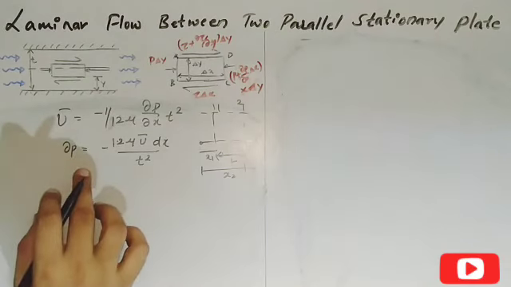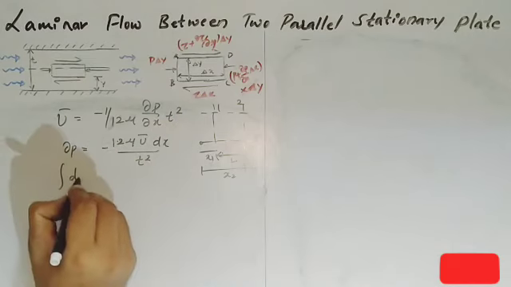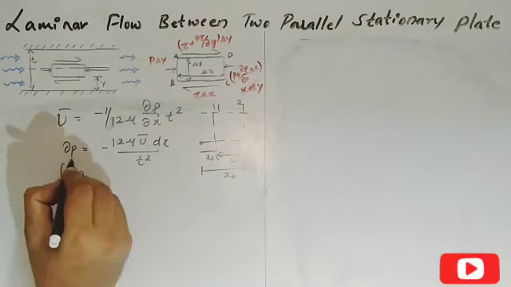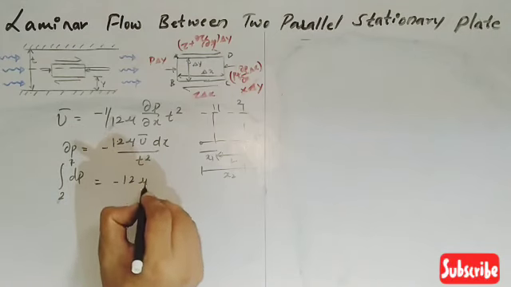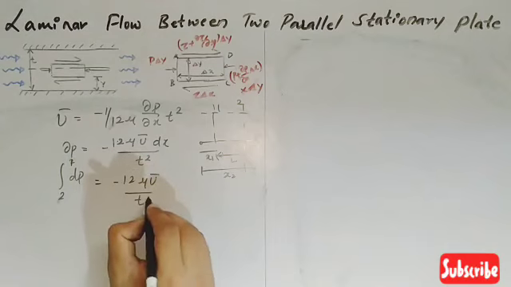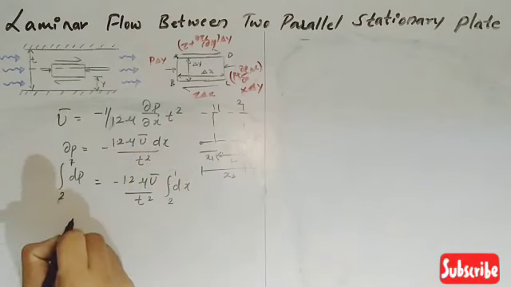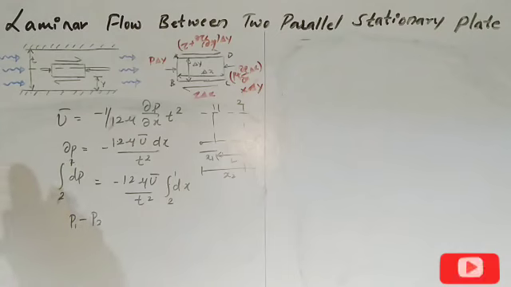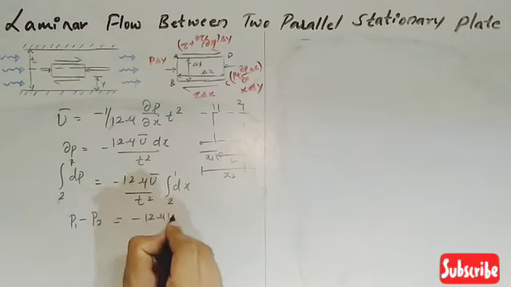If I integrate this equation with respect to x between section 1 and 2, the integral of dou p from 1 to 2 will be equal to, taking the constant terms outside, mu, average velocity, and t square outside, the remaining term is the integral of dx from 1 to 2. Now it will be p1 minus p2 equals minus 12 mu u bar by t square into x1 minus x2. Okay.